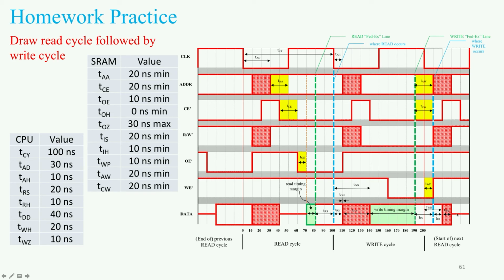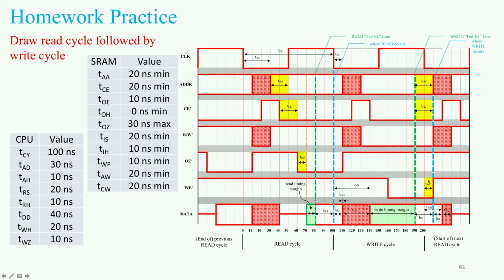Then we've got a small transition time where the CPU now needs to get off of the data bus, which is the CPU's time to high impedance on a write value, TWZ, which is 10 nanoseconds. So there's this phase where it transitions to finally float, where no one drives the data bus.